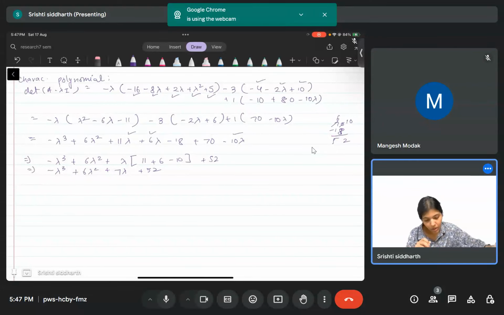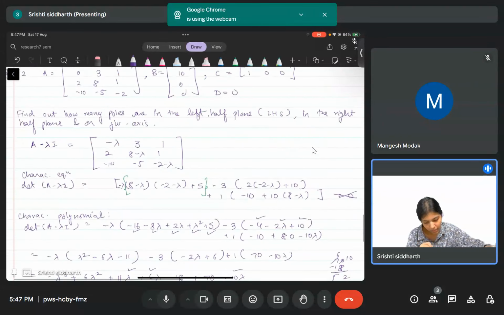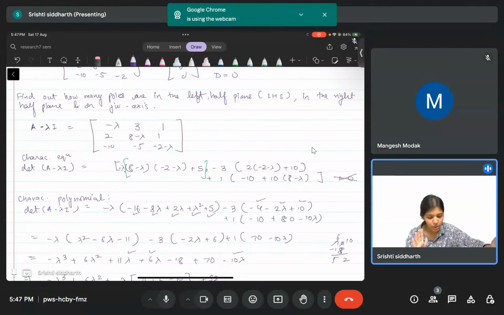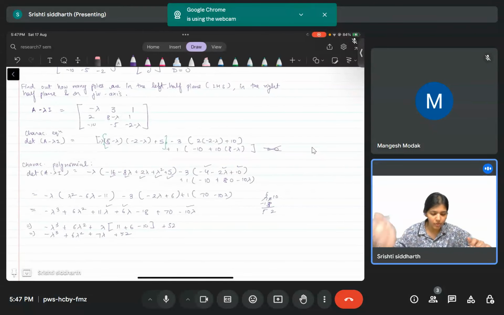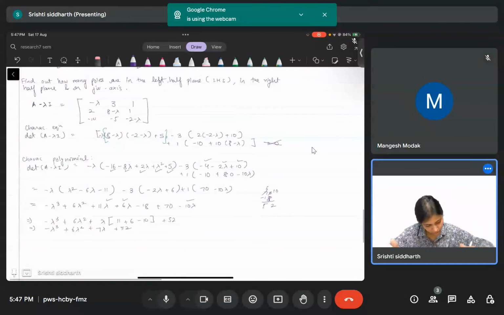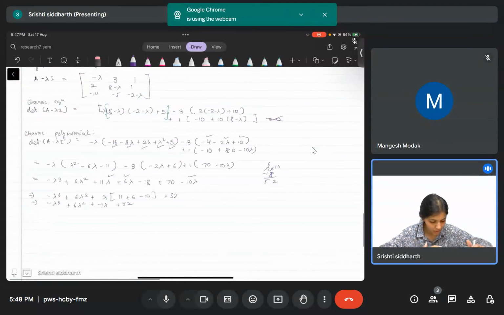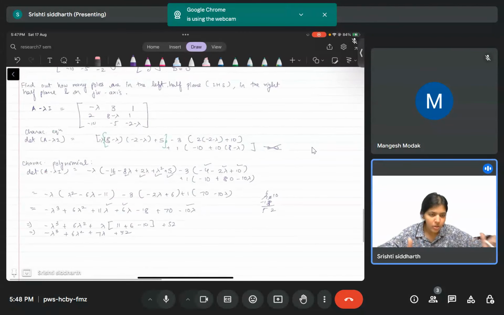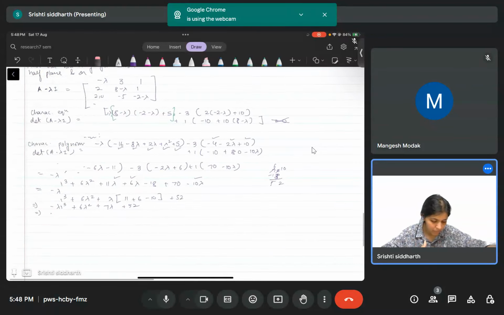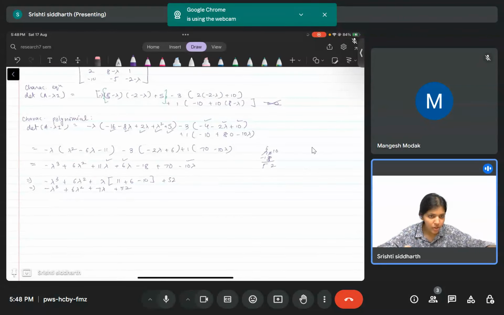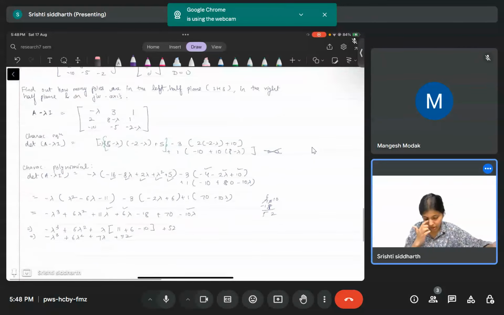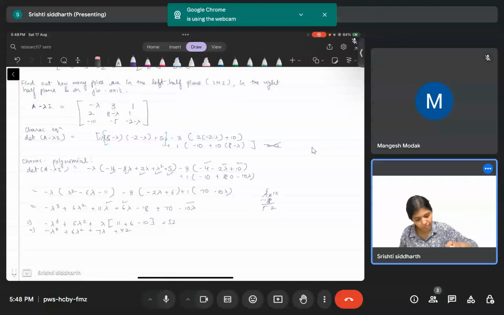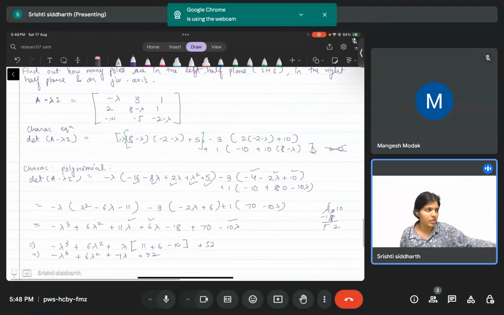So there can be two ways to find out the location of the poles. One of them is what we have just done: determine the eigenvalues from this characteristic equation and then comment on how many poles are on the left half plane, right half plane, or on the imaginary axis. The other one is something you have already studied in one course, that is the Routh criterion.